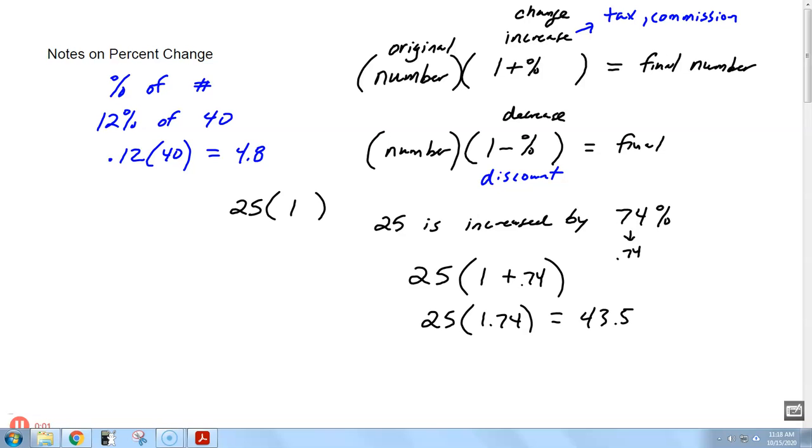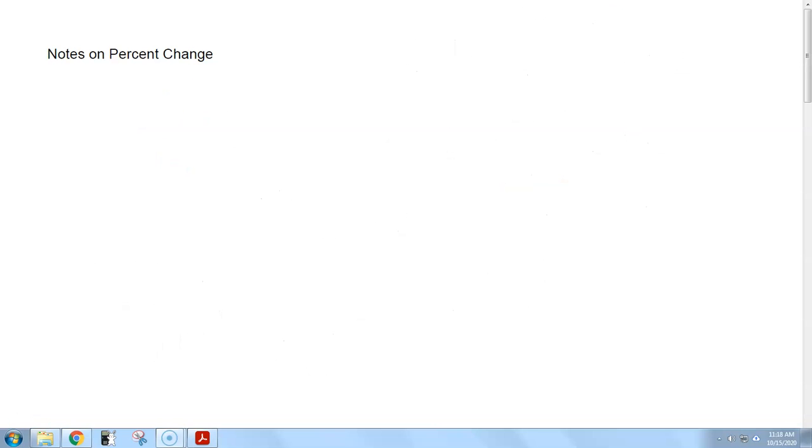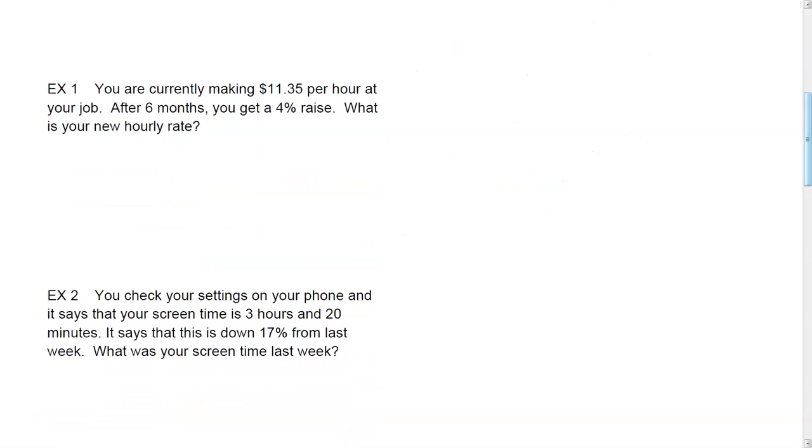Sometimes on the SAT, they might say a number P is decreased by 32%, and they want to know which of the expressions represents that. Well, P is decreased by 32%, and when you actually work that out, you'll get P times 0.68, which is 0.68P. So here's an expression that shows that P is decreased by 32%. So those are just some basics. Let's get into some actual problems here and see if we can set these up.